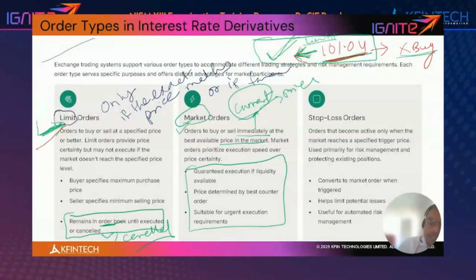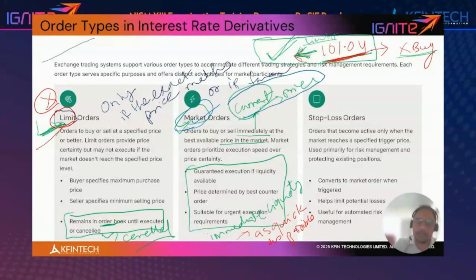Now, why will you do this? This will happen when you want immediate liquidity. Immediately you want to sell and get out. That time you'll place market orders. Or suppose you want to buy an asset and you want to buy it as quickly as possible. Whenever you want to buy as quickly as possible, will you put a limit order? You will not put a limit order, because a limit order will wait for the price to come. But when you put a market order, the order will automatically execute at whatever is the current price of the market. So that's why you use a market order.